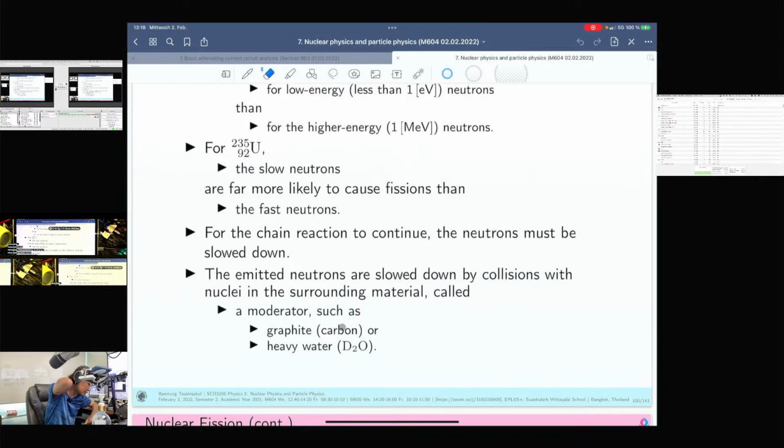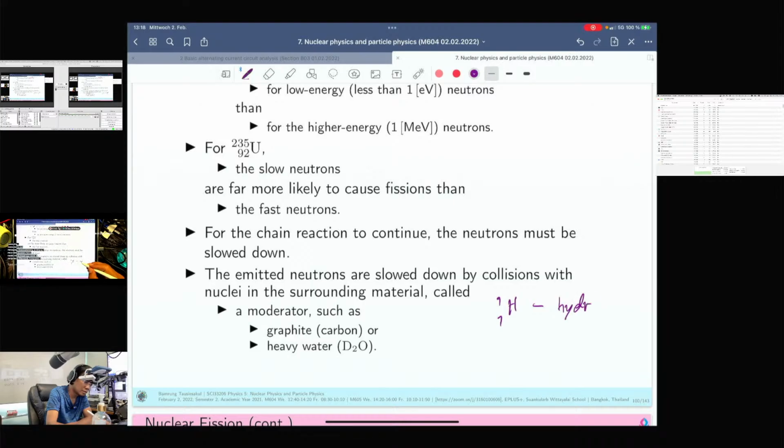Hydrogen has only a single proton in the nucleus, right? But we prefer hydrogen-2,1. Let me write it down. You have several isotopes. You have H 1,1, which is hydrogen, or sometimes known as protium, a word derived from proton, because we have only a single proton.